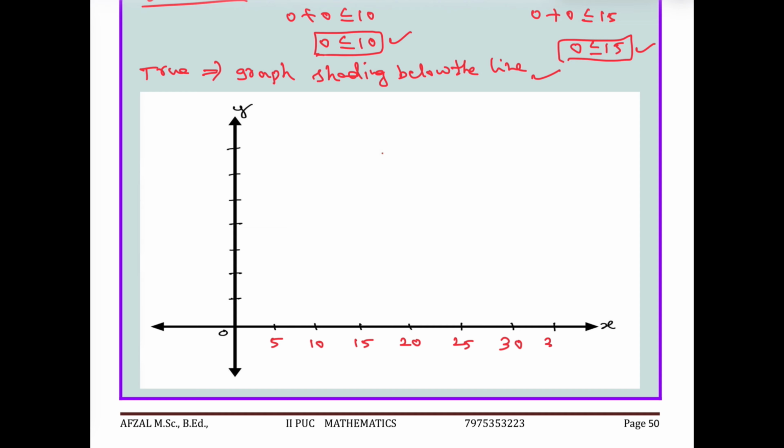Next, third question. Match the following in column 1 with column 2. Range of secant inverse x. Secant inverse x range is 0 to pi minus pi by 2. That is, A is 2. A is 2. Check in the 4 options. Last option D is the correct one.